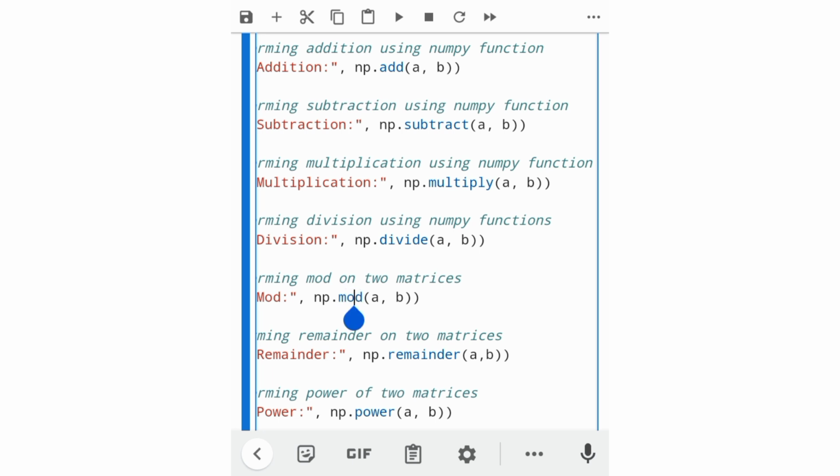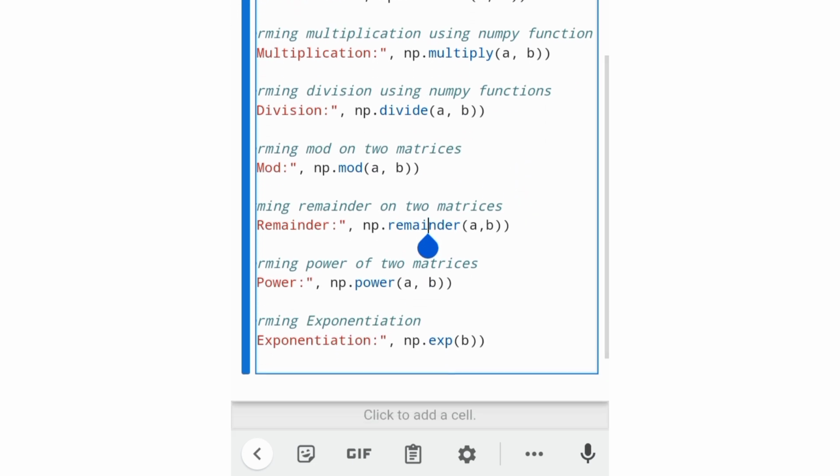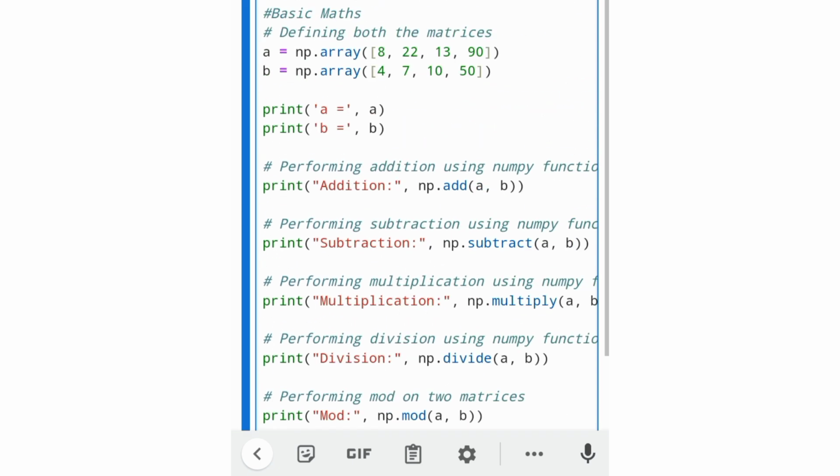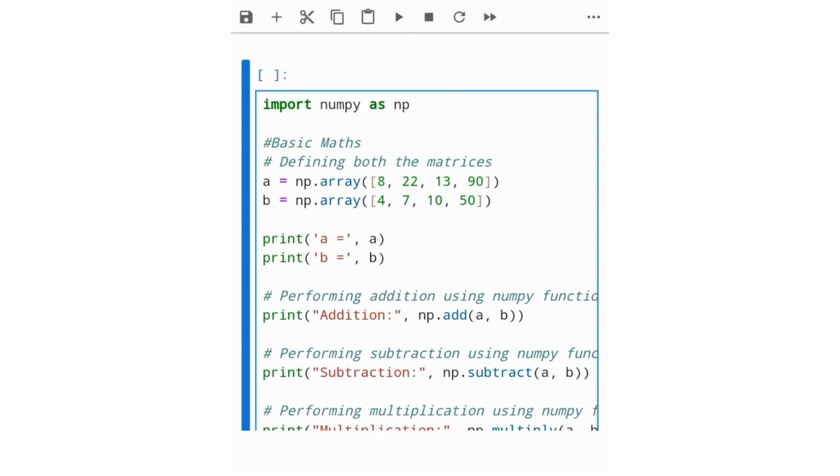And for mod, M-O-D, mod, what is mod? That is if you divide two numbers, the remainder. And we also have remainder here. So we have power. And finally, we have exponential. This is not exhaustive. We have many more mathematical functions in NumPy, but these are the basic and most commonly used. So we're going to run this code to see how the result is.